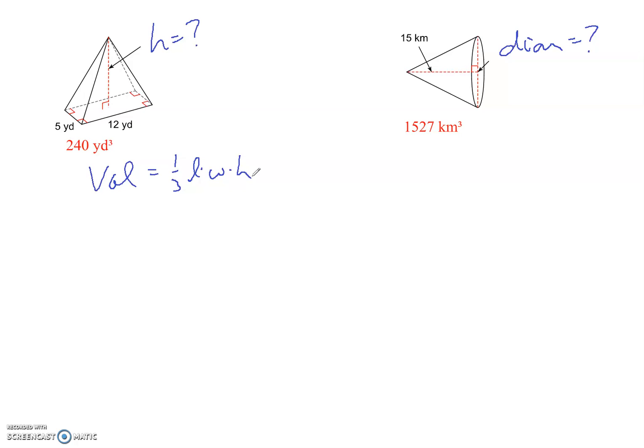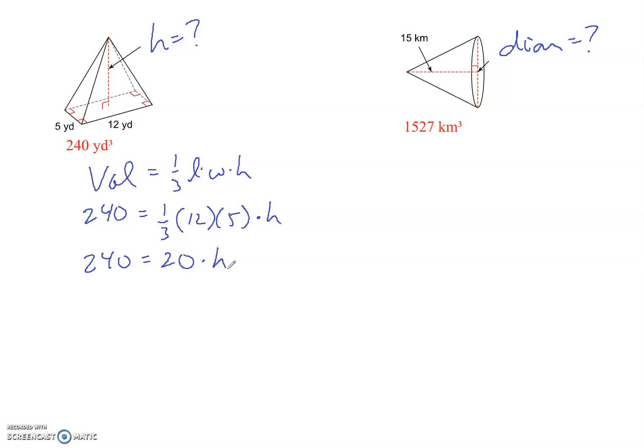Some people like to put in the numbers. So for example, the volume is 240, and this is equal to 1/3. The length we can say is 12, the width we can say is 5, and then we times that by the height. Some people would actually multiply this out. So 240 is equal to, well, 5 times 12 is 60. 60 divided by 3, or times 1/3, would be 20. So that'd be 20 times the h.